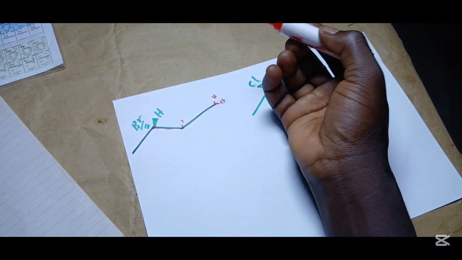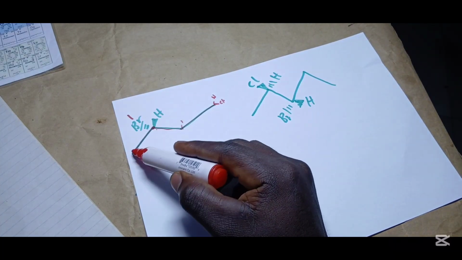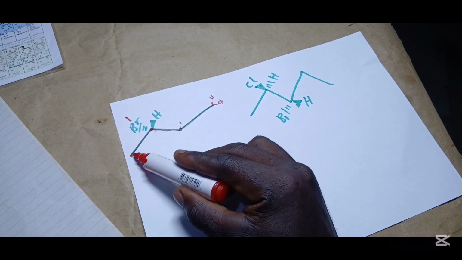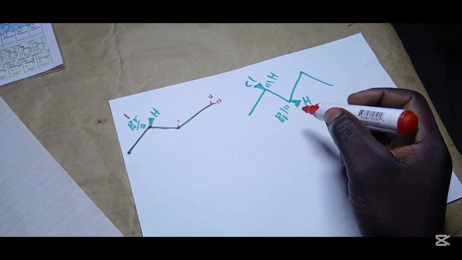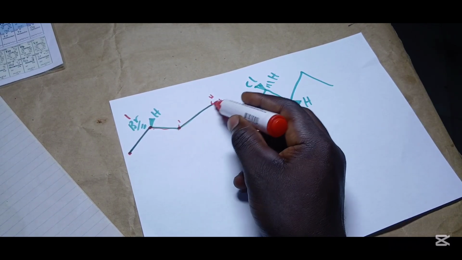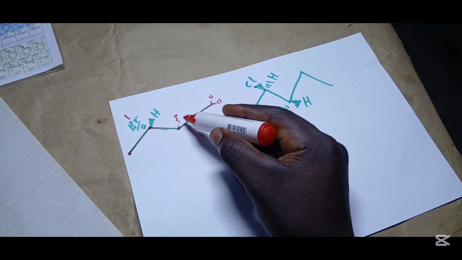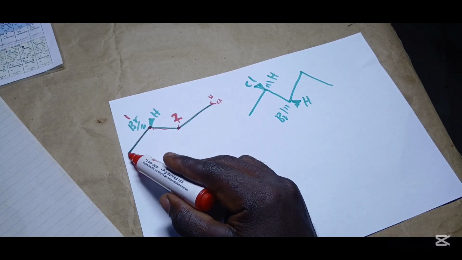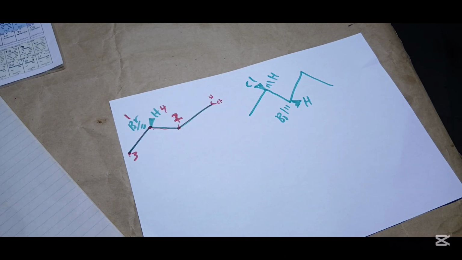So bromine should have the priority number 1, and now hydrogen, carbon, methyl group here, and then an ethyl group. So the carbons definitely have higher atomic number as compared to hydrogen. So this is a methyl group, so it should be our priority number 3. Sorry, this is an ethyl group, so it should be our priority number 2. And this is a methyl group, so it should be our priority number 3. And hydrogen should be the last one.